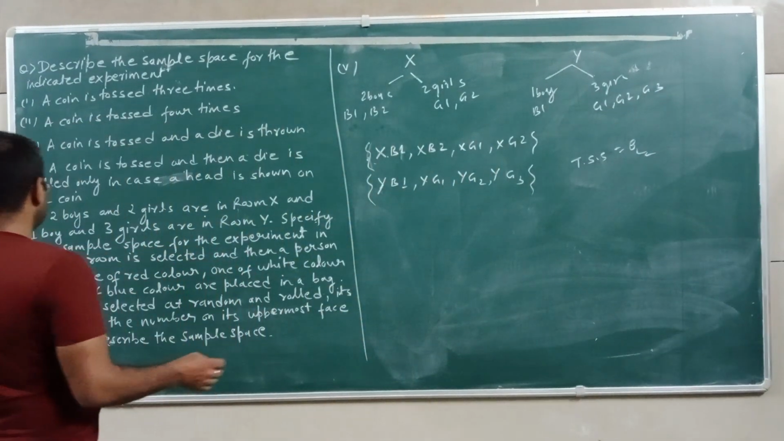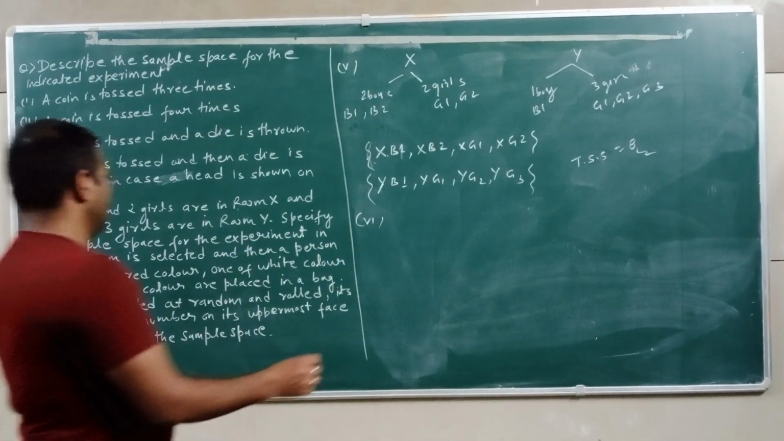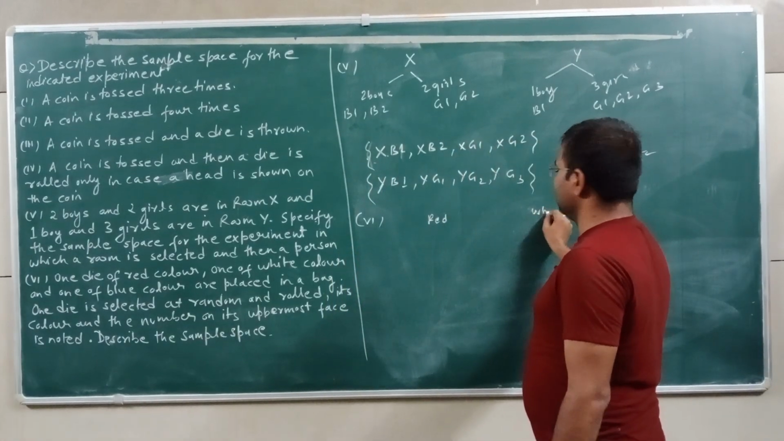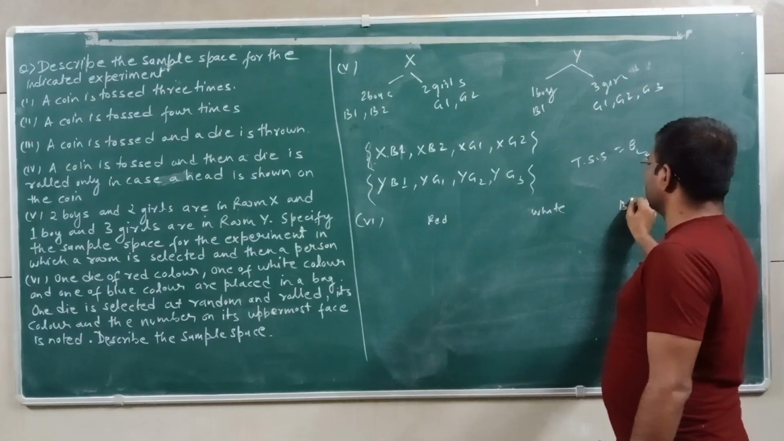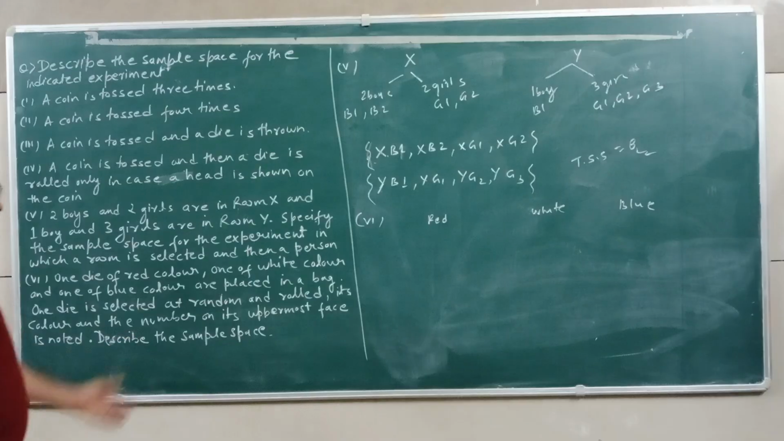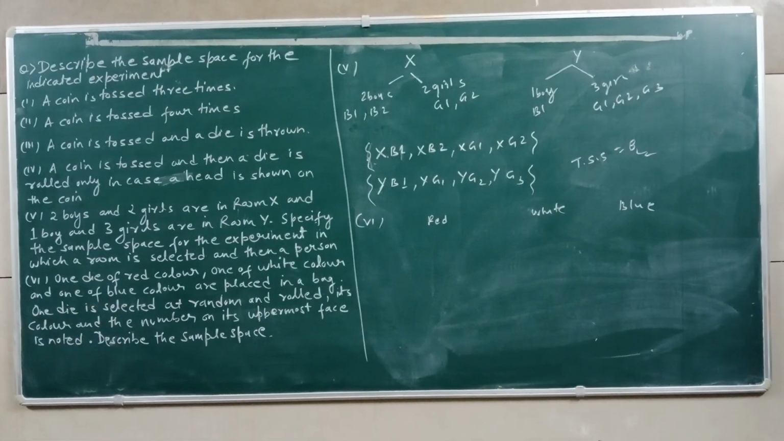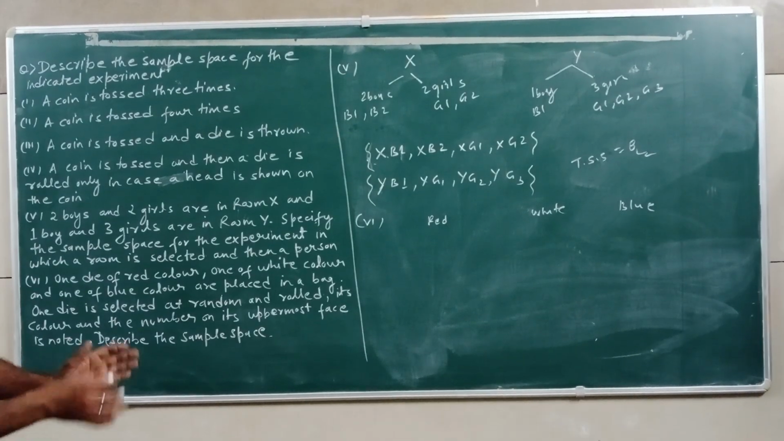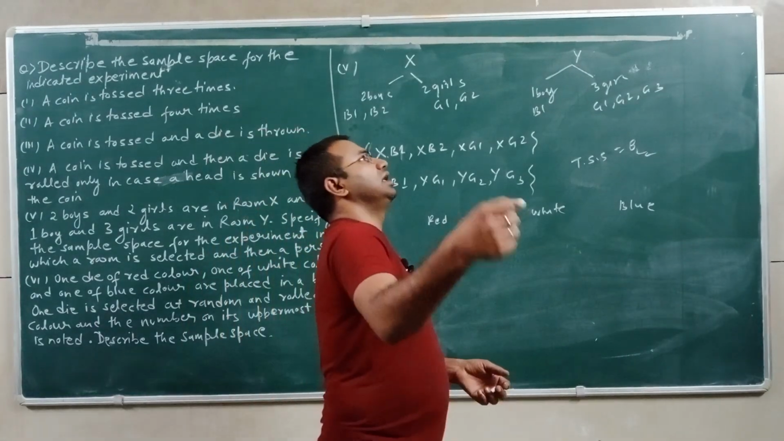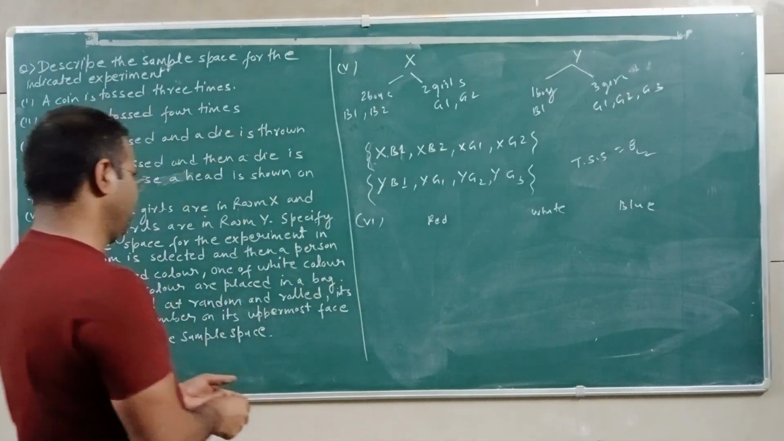Okay. Now let us see the sixth one. The sixth one says: one die of red color, one die of white color, one die of blue color. So there are three dice placed in a bag. One die is selected and rolled, and its color and the number on its uppermost face are noted. Suppose three colored dice are there, we have taken one and rolled it. Now we have seen what color is there and what number is on the uppermost face.